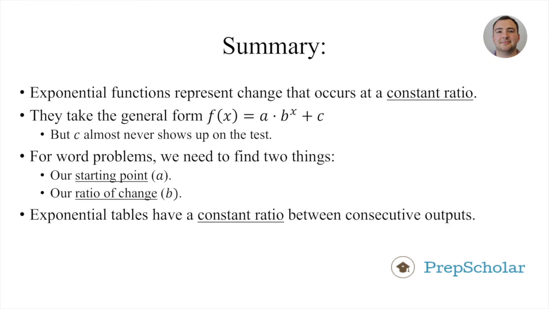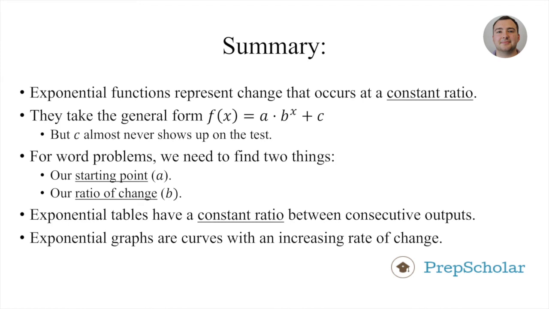An exponential table has a constant ratio between consecutive outputs. Finally, an exponential graph is a curve with an increasing rate of change. It represents exponential increase when b is greater than 1, and exponential decay when b is less than 1.